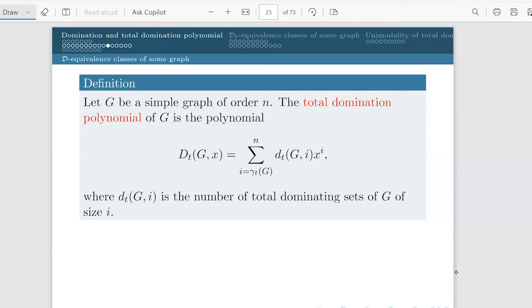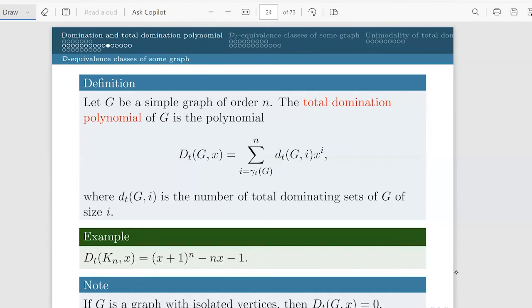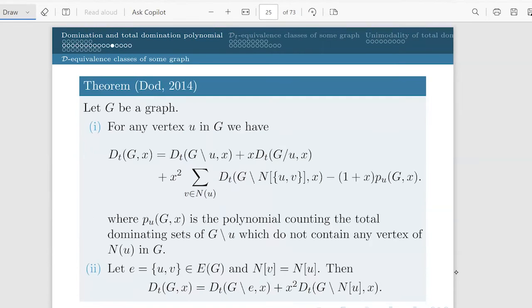For example, you see here the total domination polynomial of K_n, which is a complete graph with order n. Note that if we have a graph with isolated vertices, then the total domination polynomial of the graph is 0. So we consider a connected graph here, without isolated vertices.